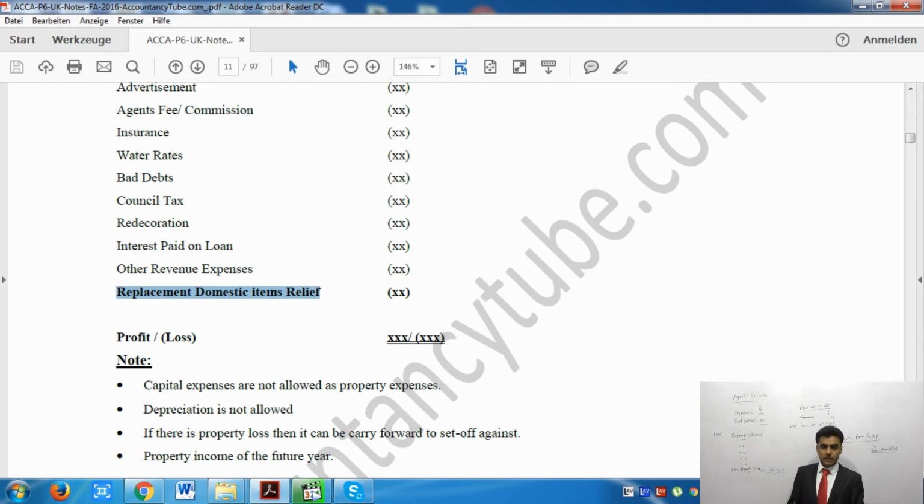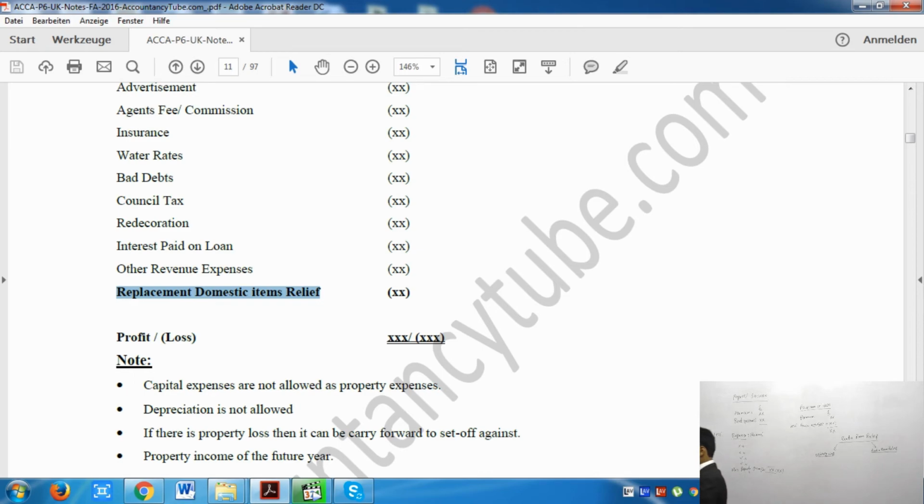Now say for example, if you have replaced a washing machine or a television, and the replaced cost of the item was, I don't know, £100. Now the old asset which you have replaced has been sold for £15. Now the net amount is 100 minus 15, £85. That is the amount which you can put here. You cannot put the £100 which is the amount which you have spent. You will have to deduct the amount which you have gained while selling the old asset.